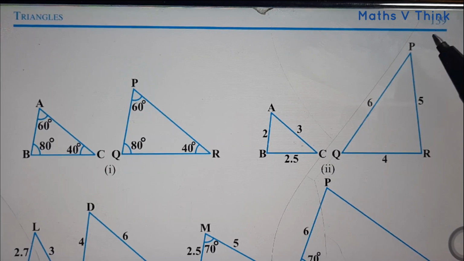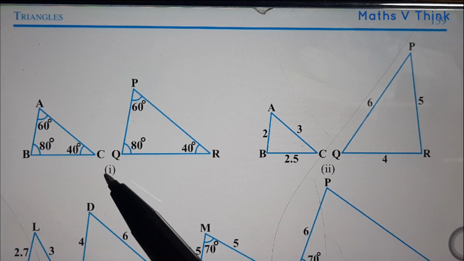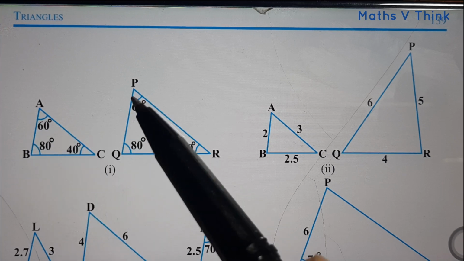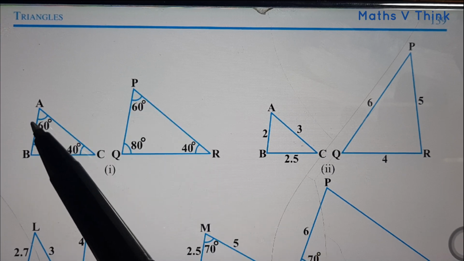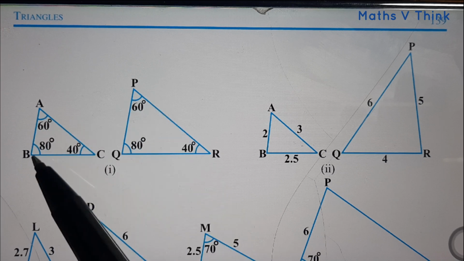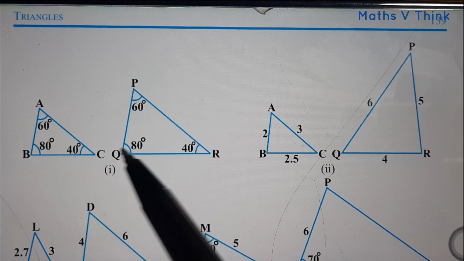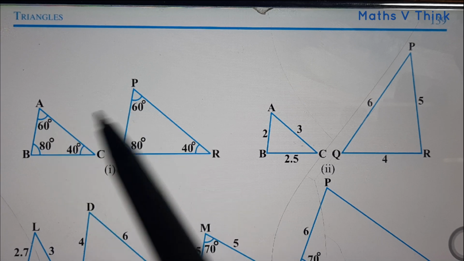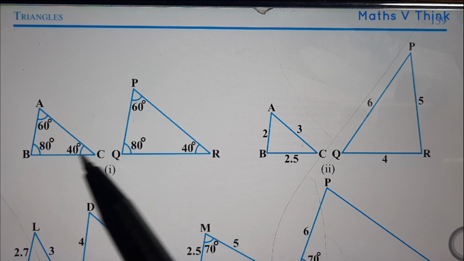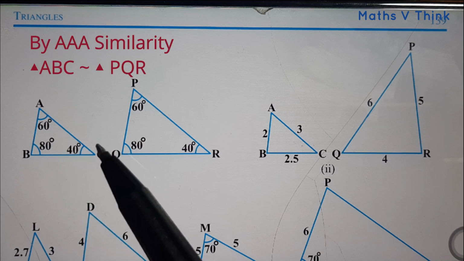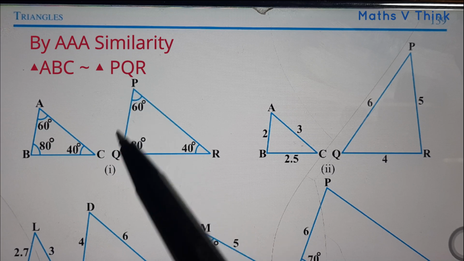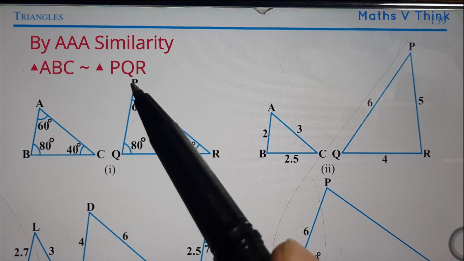This is page number 139. You can see the first subdivision. They have given triangle ABC and triangle PQR. I can see that angle A is equal to angle P, same way angle B is equal to angle Q and angle C is equal to angle R. I can tell all the corresponding angles are equal. So by angle similarity, I can tell triangle ABC is similar to triangle PQR.